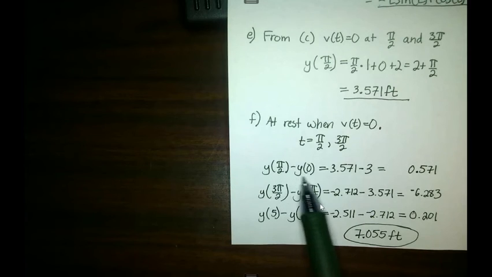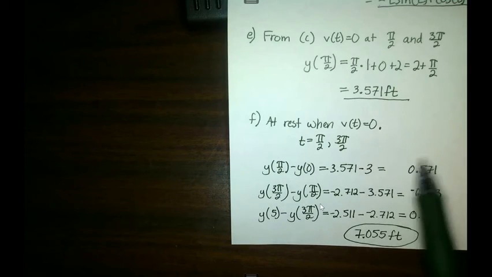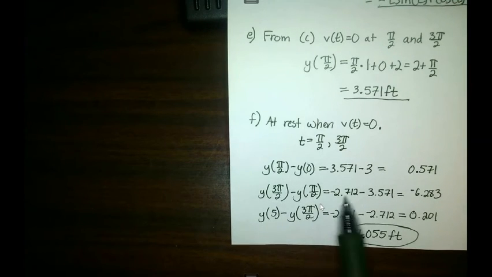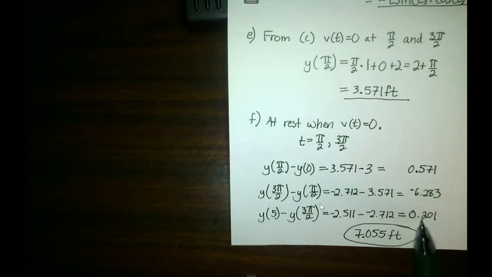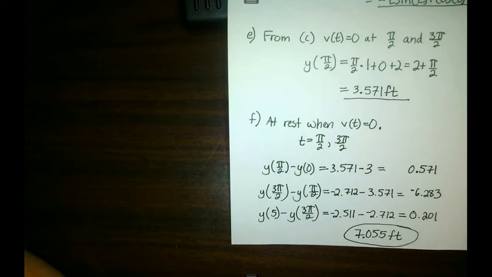So from pi over 2 to 0, that's one displacement. From 3 pi over 2 to pi over 2, that's a second displacement. And then from 3 pi over 2 to 5, that's a third displacement. I add all those together, making sure this one stays positive, and I get 7.055 feet, which is different from the answer key. The answer key is off by a digit.